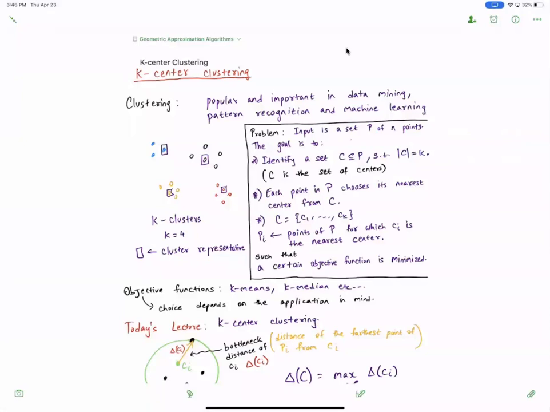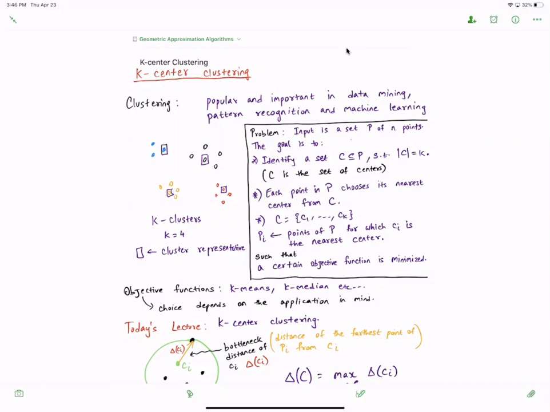Okay, so today I'll talk about K-center clustering, and I'm hoping this will be a short lecture. It's a very nice, simple algorithm to solve K-center clustering, which was invented by Gonzalez in the 80s. Okay, so let's get started.